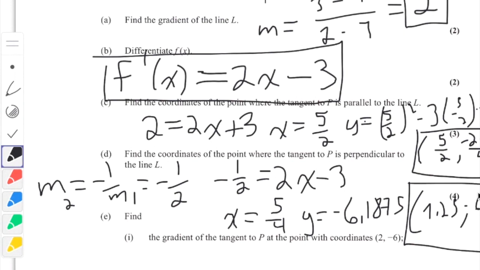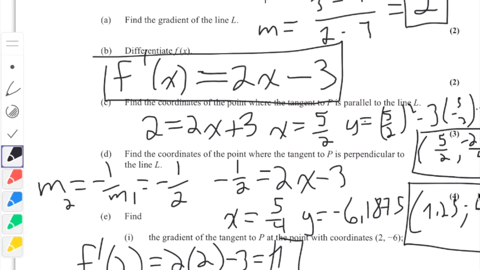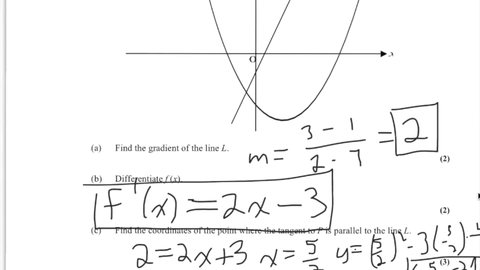Question E, find the gradient of the tangent to P at the coordinates x equals 2, y equals negative 6. So all I have to do is evaluate the gradient function at x equals 2. Again, 2x minus 3, x is equal to 2, and the gradient is going to be 1. So if I look up at my parabola, I'm going to see somewhere along the parabola, the slope is going to be 1. Here it was 2, over here it was negative 1/2. So just to the right of the vertex, the slope is going to be positive 1.